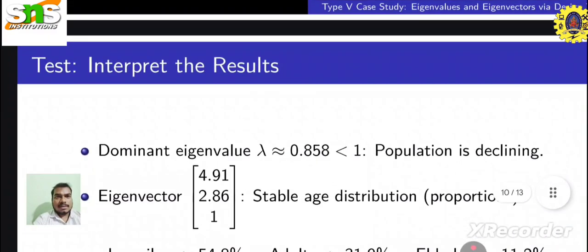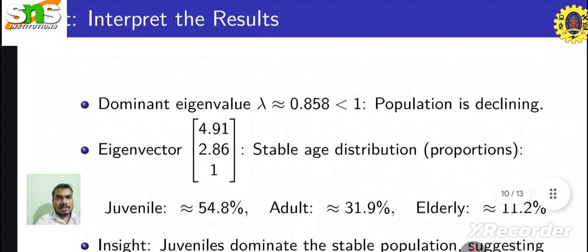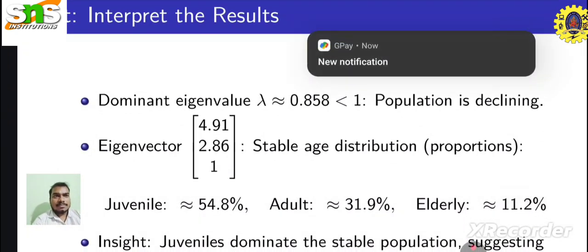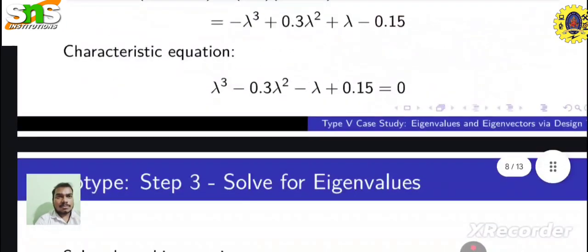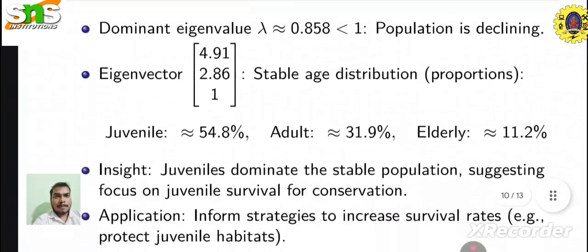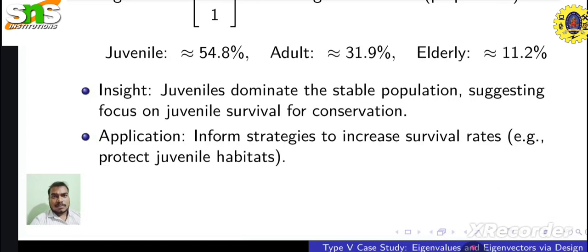So the eigenvector is 4.91, 2.86 and 1, which is the stable age distribution. Lambda is the eigenvalue. So the juvenile is approximately 54.8%, adult 31.9%, and elderly is more or less similar at 11.2%.